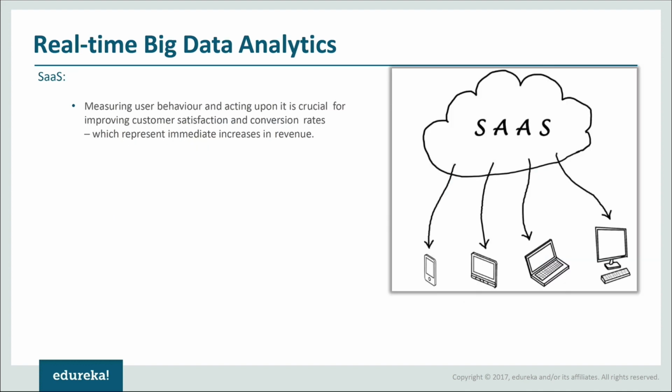Of course, the SaaS companies, that means software as a service companies, which are serving many clients at a time, can measure user behavior and act upon it for improving customer satisfaction and conversion rates, which means an immediate increase in revenue. And that is what most of the companies care about.